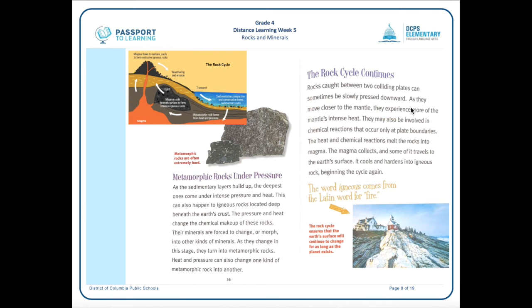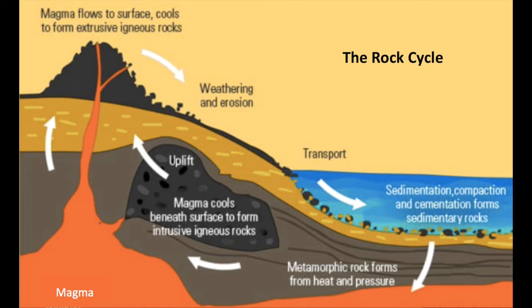Turning to our first column on page 8, we see another visual here of our rock cycle. Taking a closer look at this visual, we can see that this is another graphic representation of the rock cycle. So again, we start with magma. Following our cycle up, we see magma flows to surface, cools to form extrusive igneous rocks.